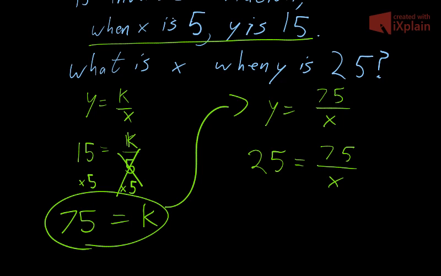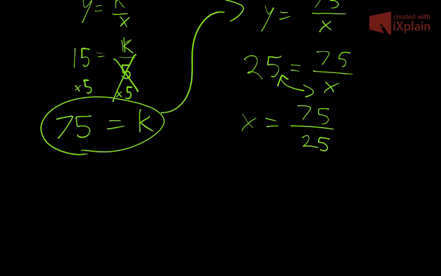And my new question is going to be 75 divided by what is 25? Another way to find that would be that x equals 75 divided by 25. Kind of a division rule we learned a long time ago is that I can flip these, and that's okay. And I get x is 75 divided by 25, which I really hope is 3.